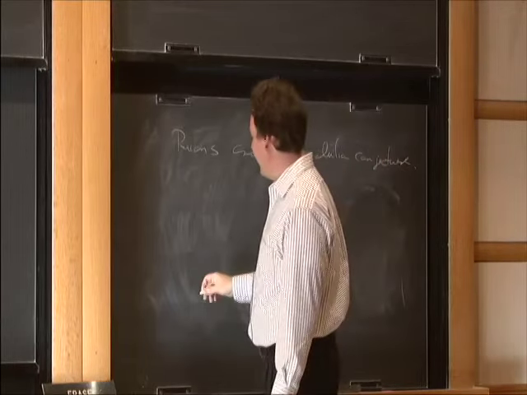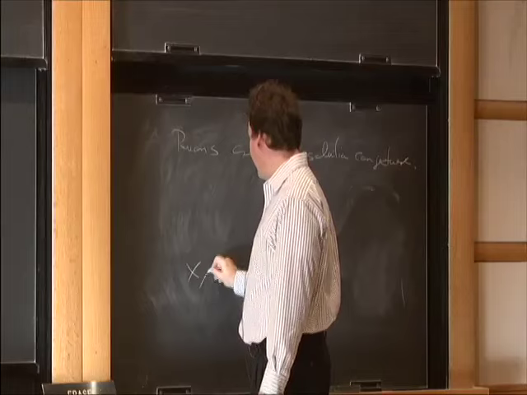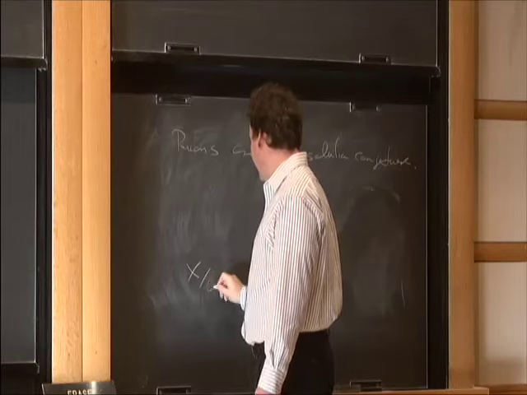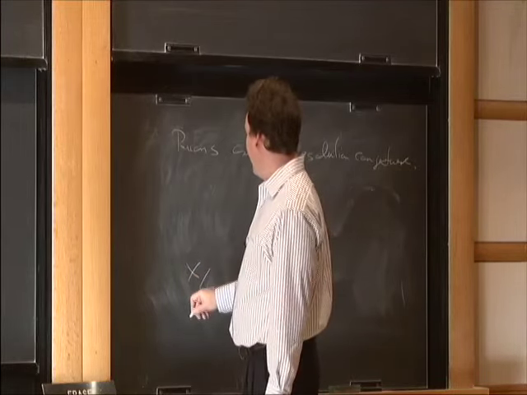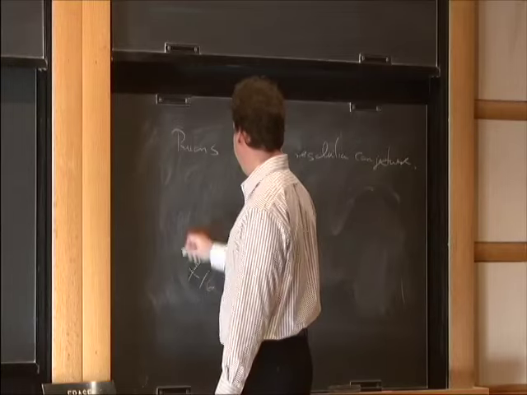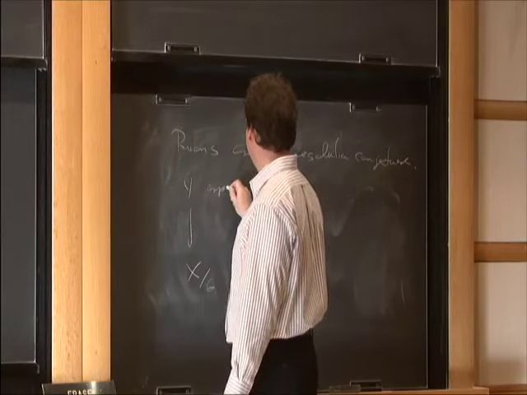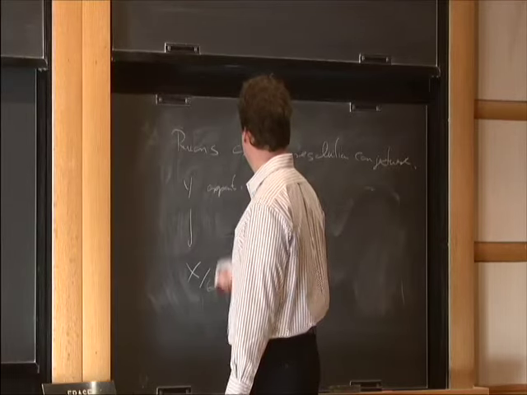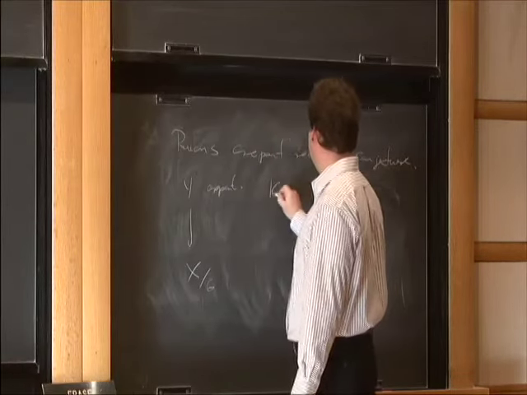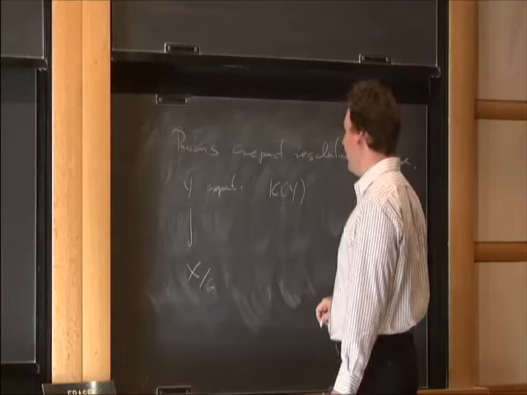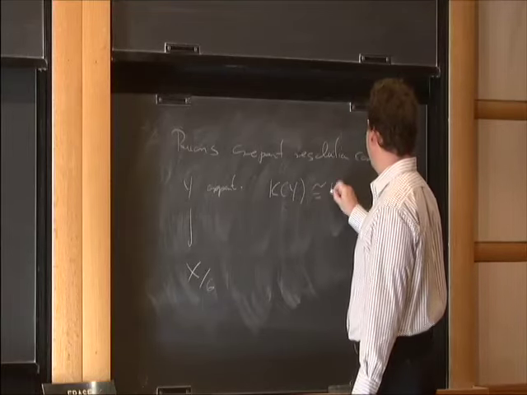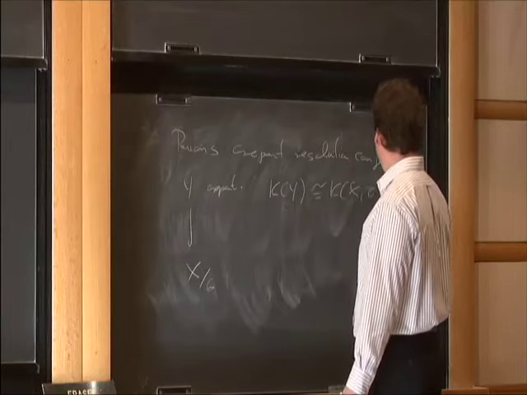So in principle, what this says is, you could look at the quotient of X mod G, say, and you could look at some resolution of this. This should be crepant. And then the idea is that you guess that, so this is just rudimentary, that K of Y is isomorphic to this K of X and G.